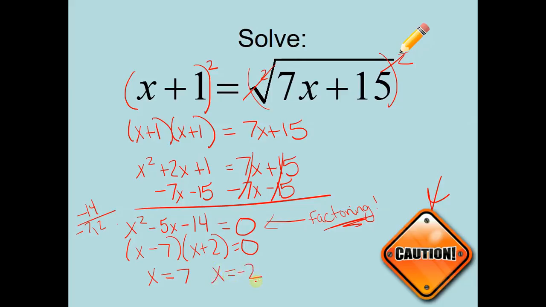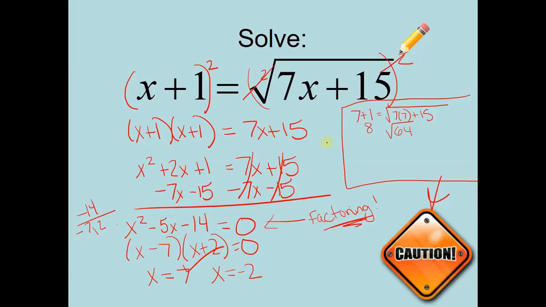Now, before you jump on and go, yay, I got the answer, check your work. So we're going to check over here. So I got 7 plus 1, that is 8. Let's check the other side. So I got the square root of 7 times 7 plus 15. Well, that would be 49 plus 15, which is 64. So this is technically the square root of 64, which is 8. So 7 does in fact work. No problems with the 7.